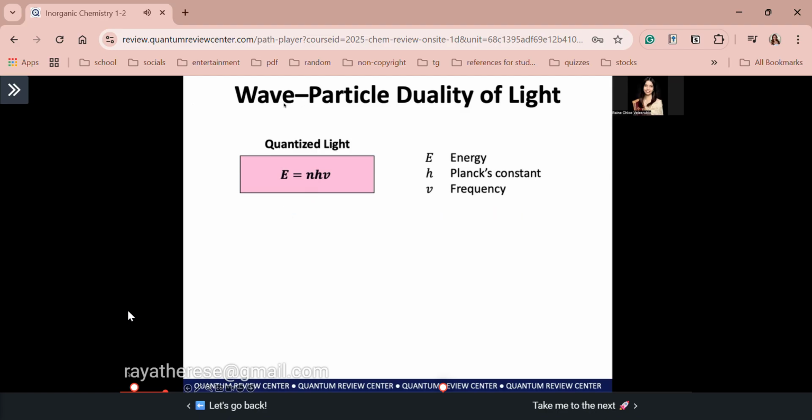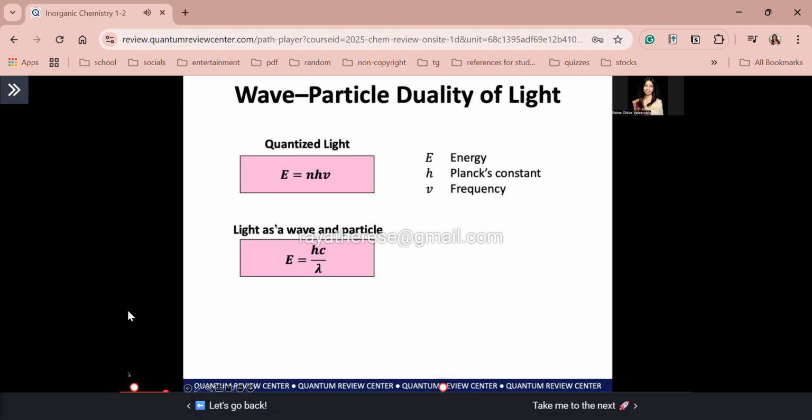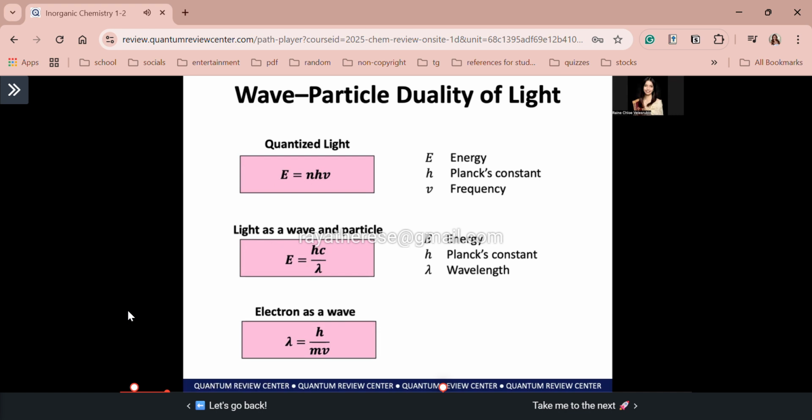Now, the works of Planck and Einstein led to this equation. Light as a wave and particle. So it related the energy of a photon to the wavelength. Last, we have the electron as a wave. This was discovered by de Broglie. So the de Broglie wavelength is equal to the Planck's constant over mass times frequency, where m is equal to the electron's mass, nu is equal to the frequency, and lambda is equal to the wavelength. This relates the fact that the greater the mass of an electron or a photon, then the shorter the wavelength.